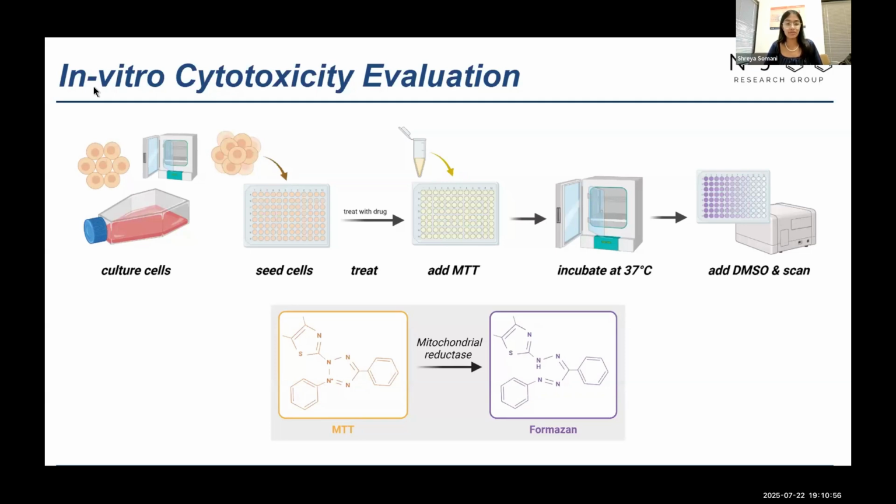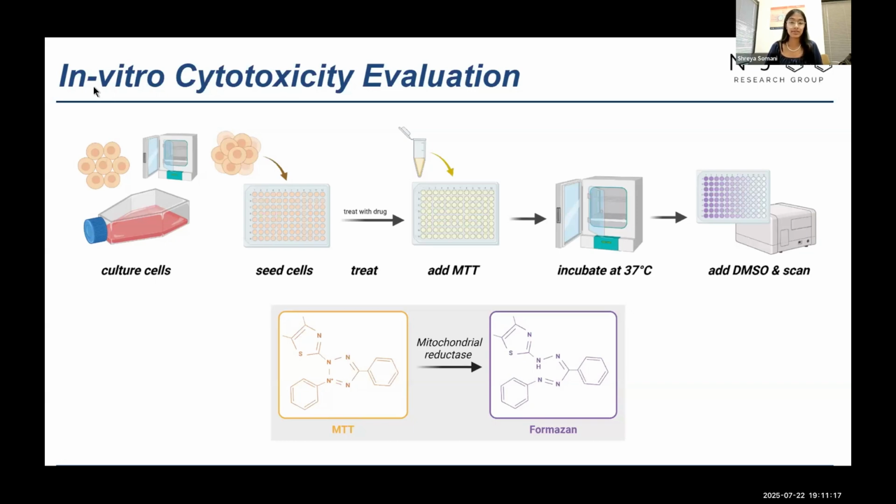To run this assay, we first, of course, culture our cells and then seed them in a 96-well plate. The number of cells in each well are roughly the same, and so we have a good, stable number to begin our assay. We would then treat this plate with our compound for 96 hours.